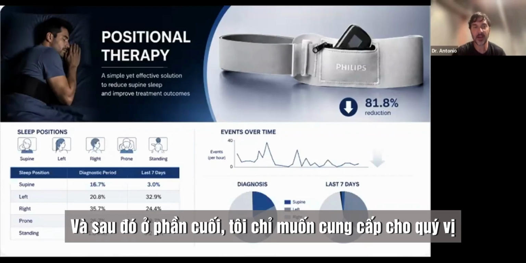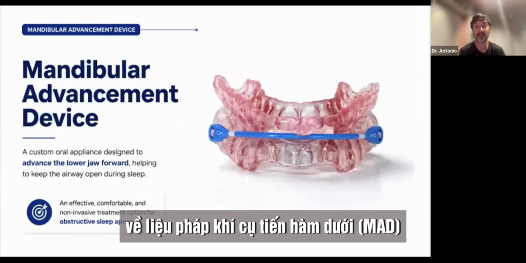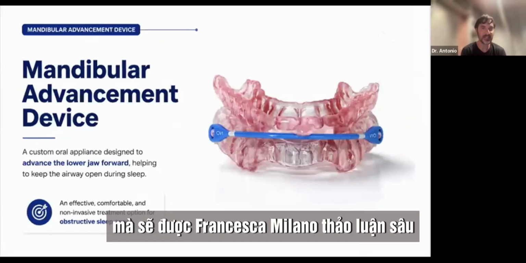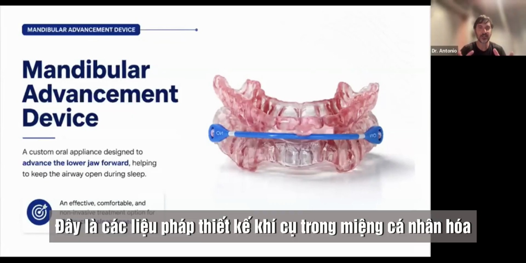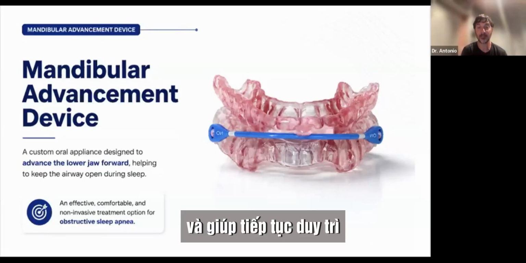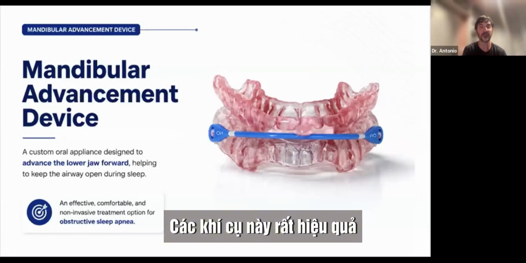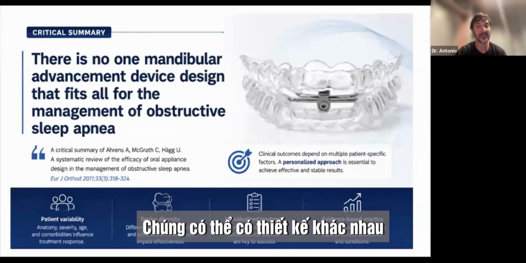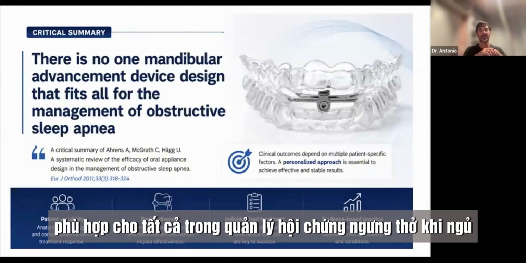And then at the end, I just want to give you some little information about mandibular advancement device therapy, which will be deeply discussed by Francesca Milano in the next webinar. These are custom oral appliances that advance the lower jaw forward and help to maintain the airway open during sleep. These devices are very effective. They can have different designs, so there is no one advancement design that fits all for the management of sleep apnea.